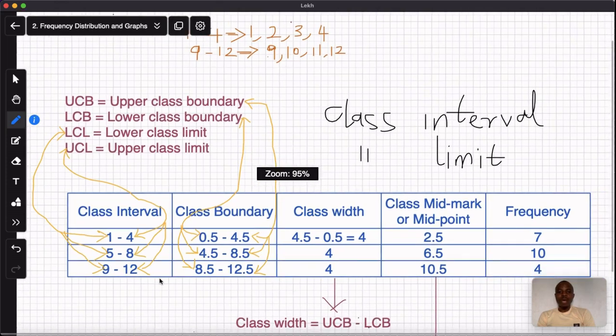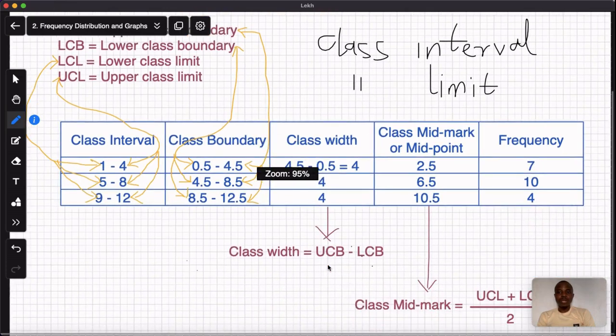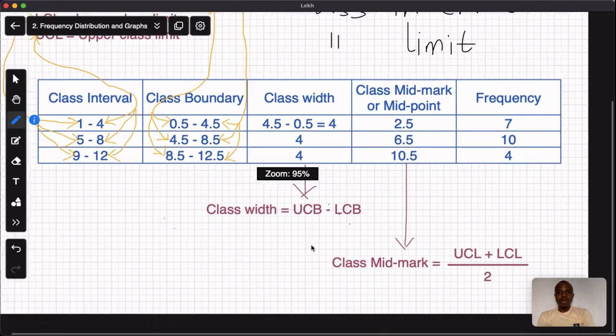If we had more classes, we would have continued with the same thing. Looking at this, the class width is 4.5 minus 0.5, and that gives you 4. You do the same thing for the next one: 8.5 minus 4.5 gives you 4, then 12.5 minus 8.5 gives you 4. You can see the formula below.